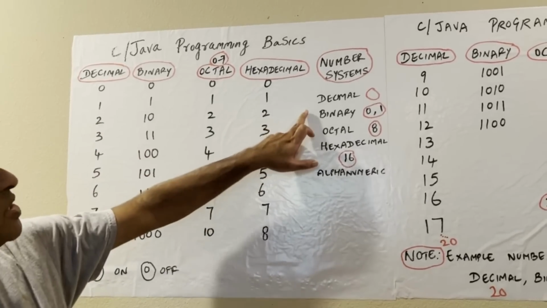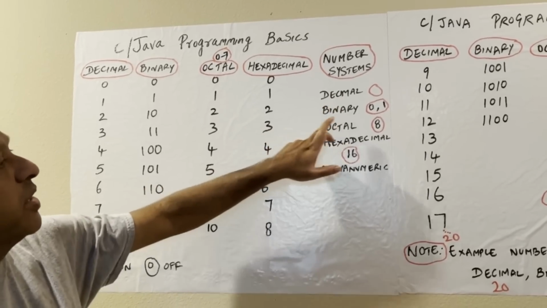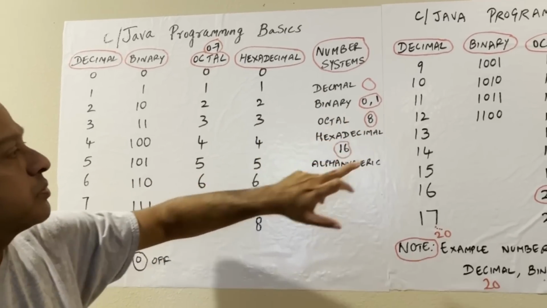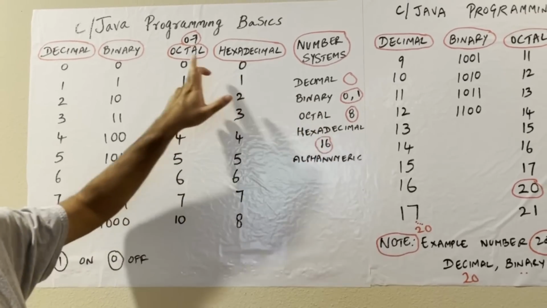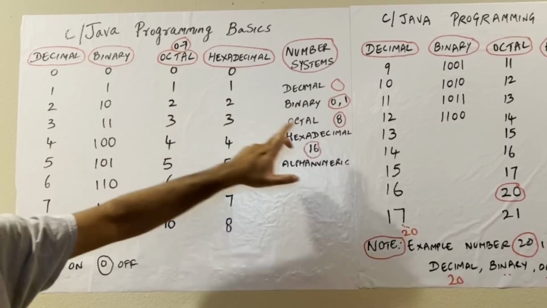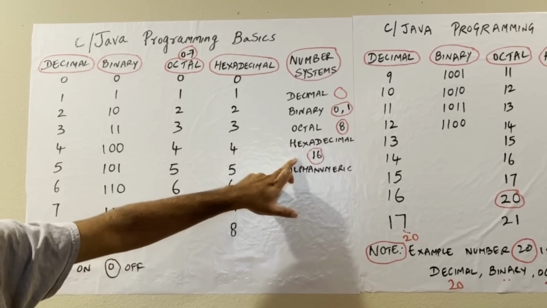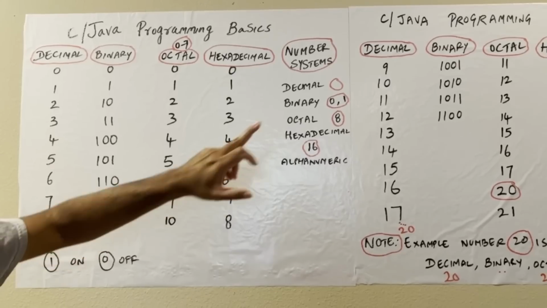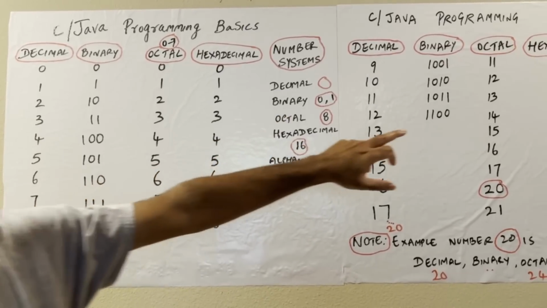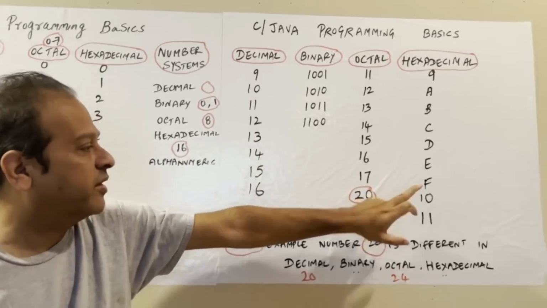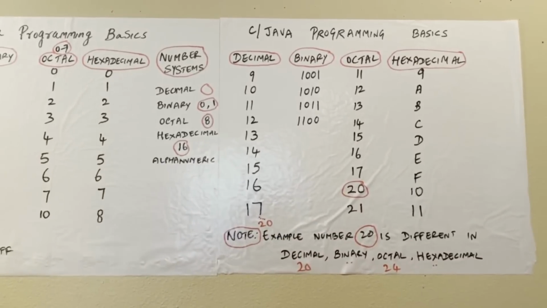So number systems: decimal is 0 to 9. Binary is either 0 or 1. Octal uses 0 to 7, 8 digits. Hexadecimal is 16 digits. In hexadecimal, we use numbers from 0 to 9 and then we use the alphabets A, B, C, D, E, F. That's how the number is represented.